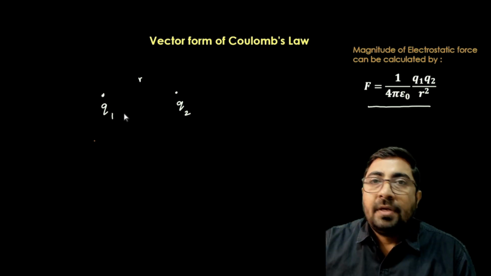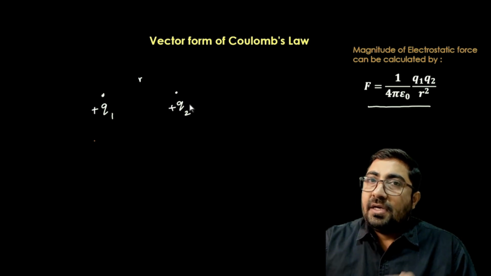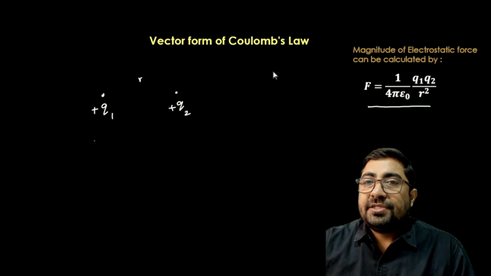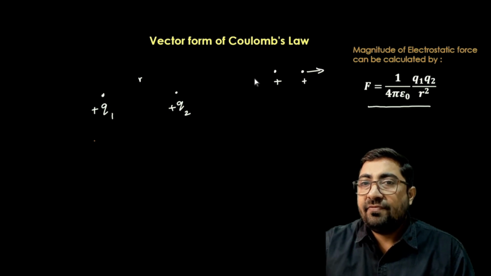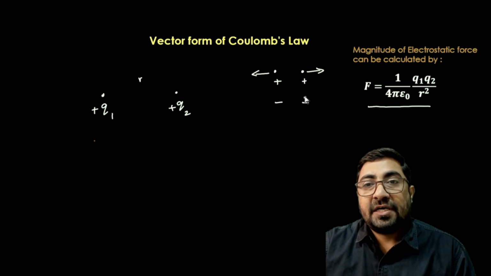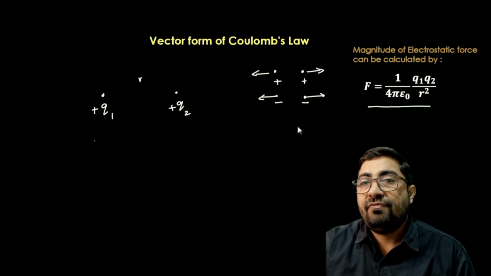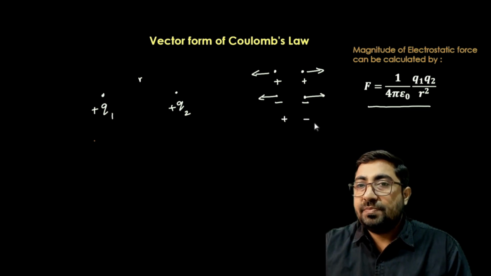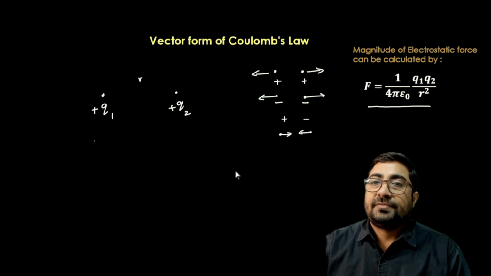Let's see here. Since we have considered two charges, plus q1 and plus q2, and if they are like charges, it means they repel each other. If the charges are plus and plus, the force of repulsion takes place. And if there are negative and negative charges, again the force of repulsion takes place. So these are the notations of direction of vectors. If there are two charges, positive and negative, these are the directions of forces of attraction.